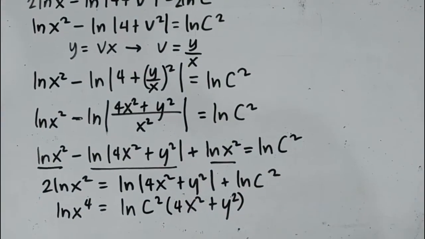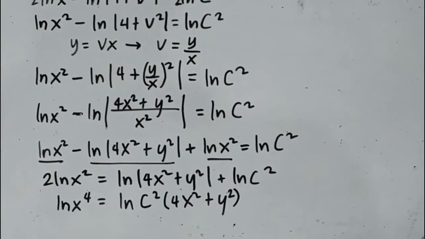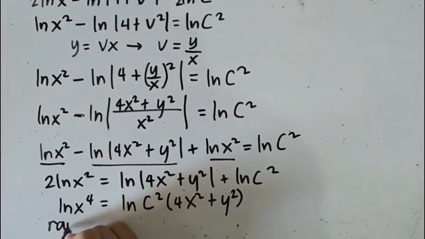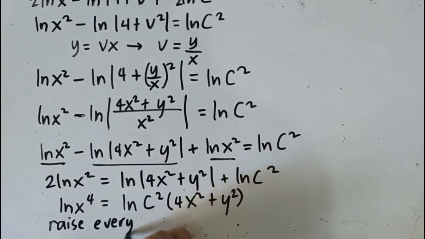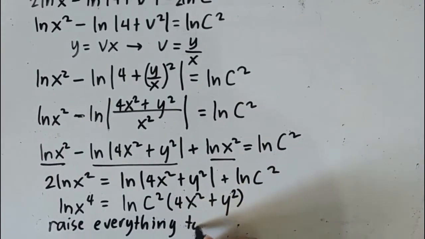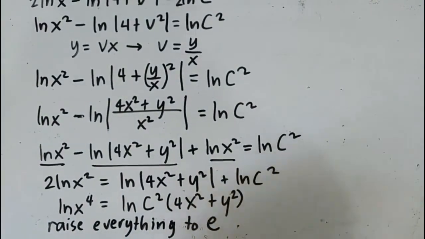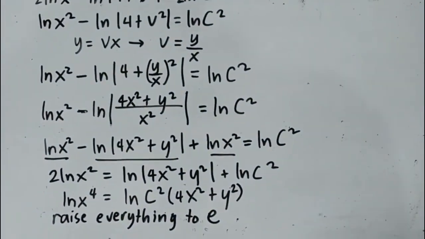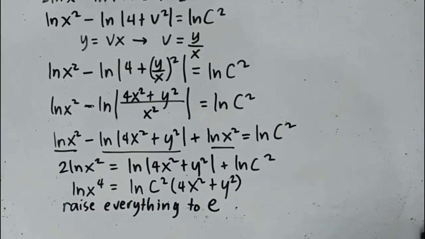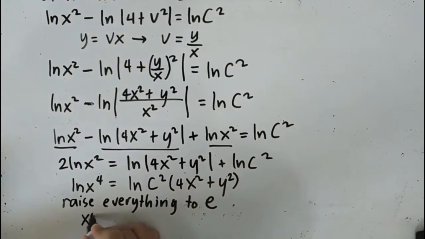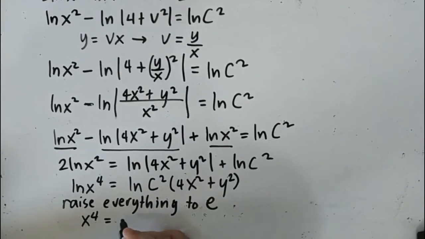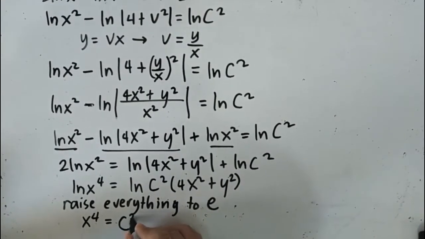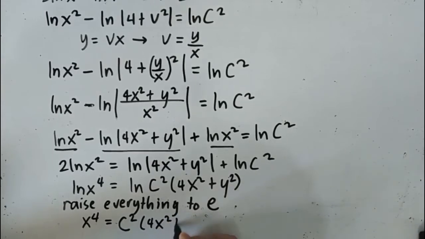And the last step is to raise everything to e so that we can cancel out ln. So the final answer would be x to the power of 4 equals c squared times 4x squared plus y squared. This is now our final answer.